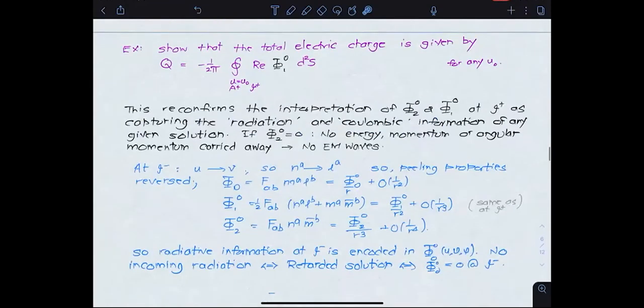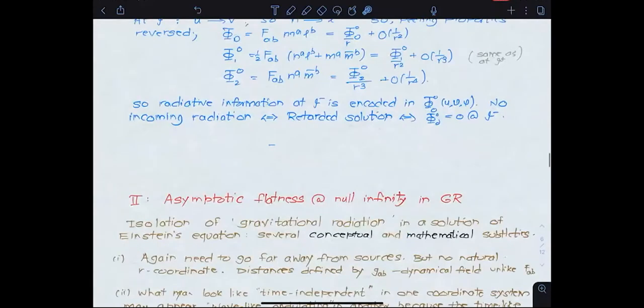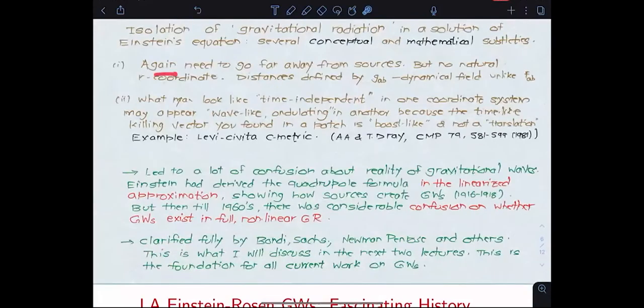So the point is that we need to go far away from the sources. What are the difficulties? Again, we need to go far away from the sources, exactly like in the Maxwell field. But there's no natural R coordinate anymore. So I don't know what I mean by going far away from the sources. What do I mean by that?